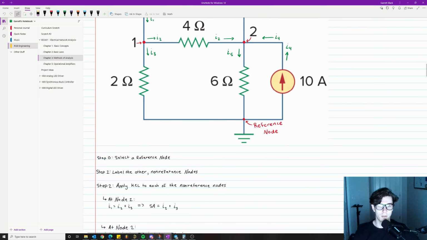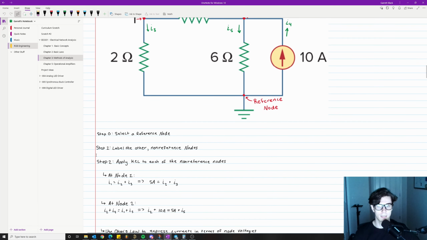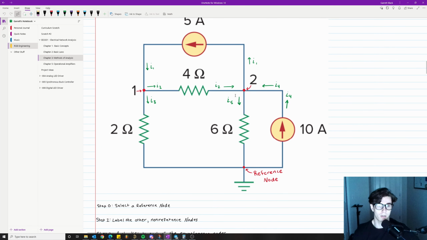Okay. So now we want to apply KCL to each of the non-reference nodes. Here also during step 1, you might want to label these currents, which I have done. We have I4 going into this node, I2 going into this node, I1 leaving, I5 leaving, and then we have I3 here leaving, and then I1, of course, entering. Okay, so this is the setup we have.